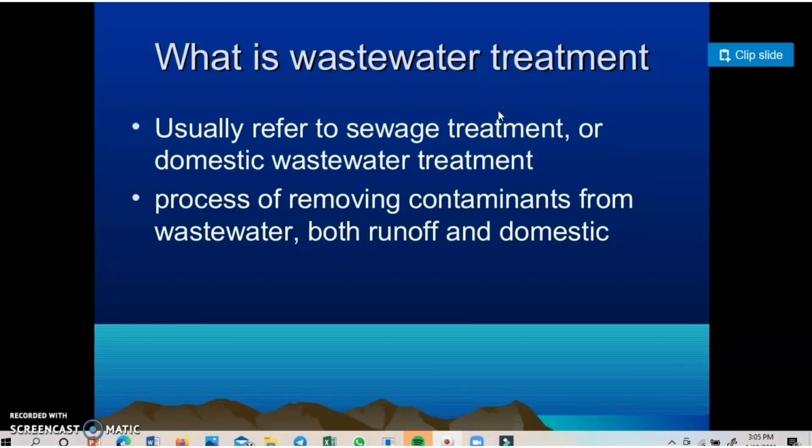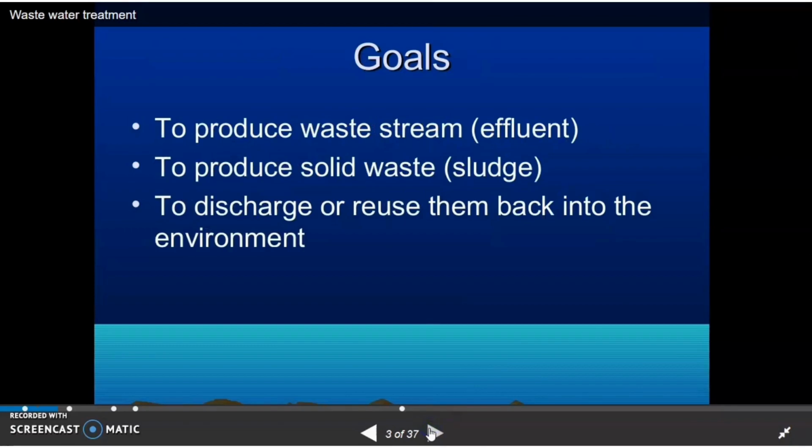Wastewater treatment is usually referred to as sewage treatment or domestic wastewater treatment. It is a process of removing contaminants from wastewater, both runoff and domestic. There are three main reasons for treating the wastewater: to produce a waste stream, to produce solid waste called sludge, or to discharge or reuse them back into the environment.